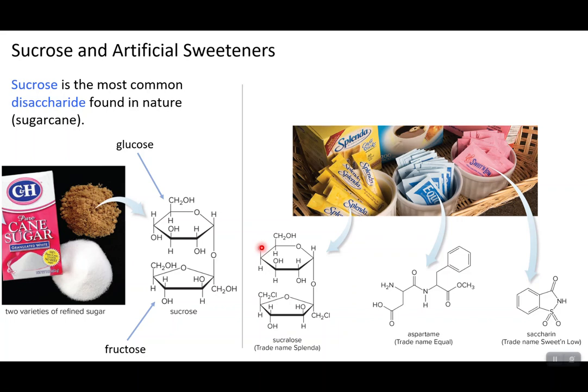If we look at the fructose monosaccharide, we see that there have been a few substitutions as well. This OH has been replaced with Cl, as well as this OH group here. Everything else remains the same. So this is what we mean by a derivative, right? When something is a derivative, it means there have been just minor changes made to it, but the basic structure is the same. If we compare sucralose with aspartame and saccharin, we see that aspartame and saccharin are not derivatives of sucrose because they don't have the same chemical structure.